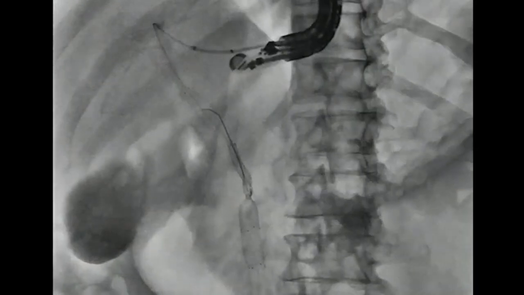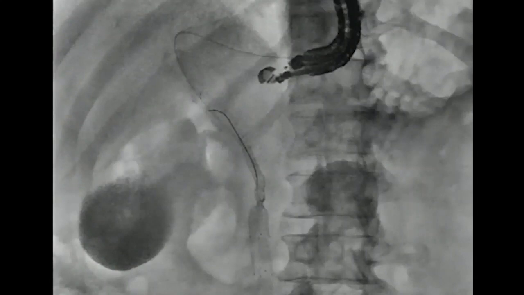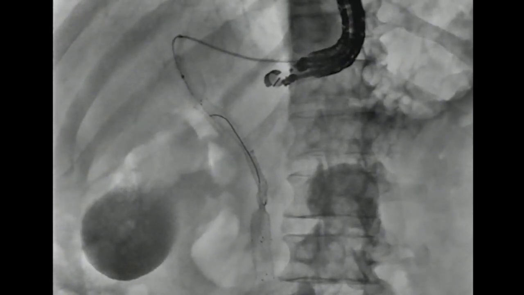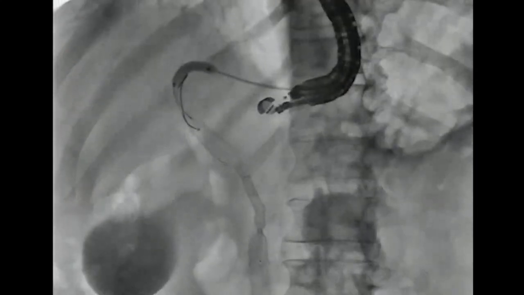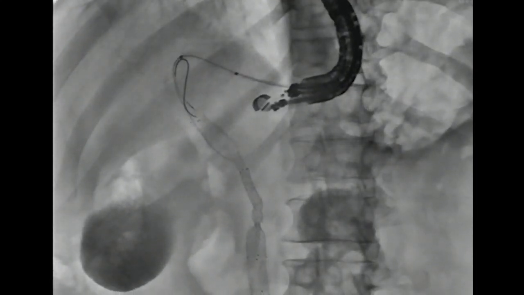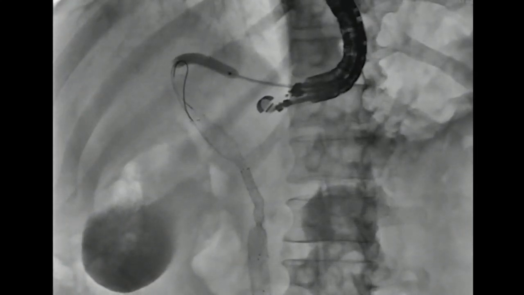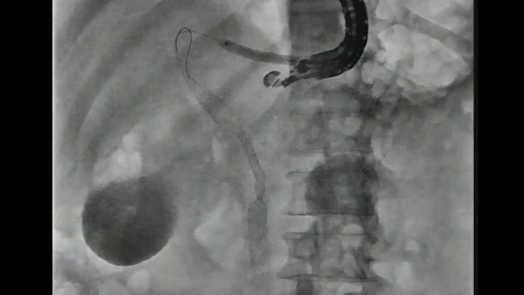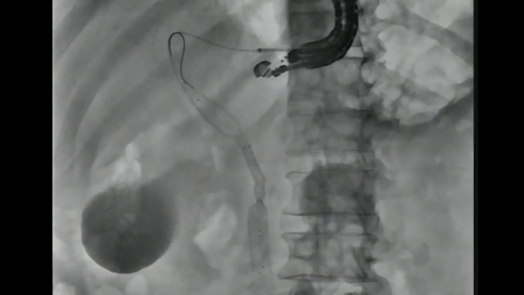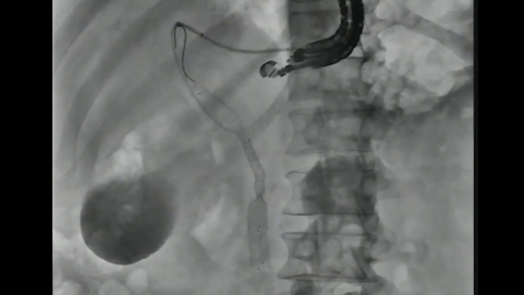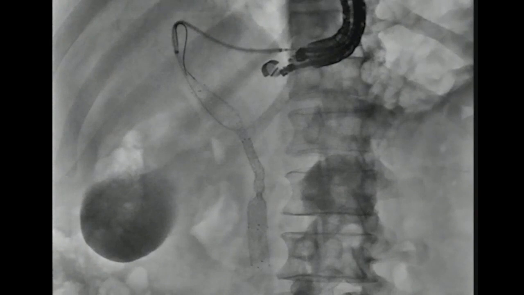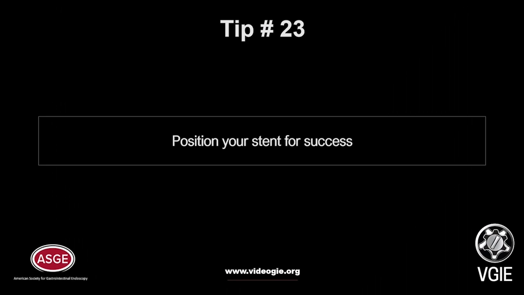In such cases, a balloon may be used to redilate all potential points of resistance as seen here. Be sure to dilate all sharp angles and potential points of resistance. Upsizing the dilatation balloon can sometimes be helpful in such settings. Following a second series of dilatation, the stent passes comfortably into the liver ducts. Position your stent for success.